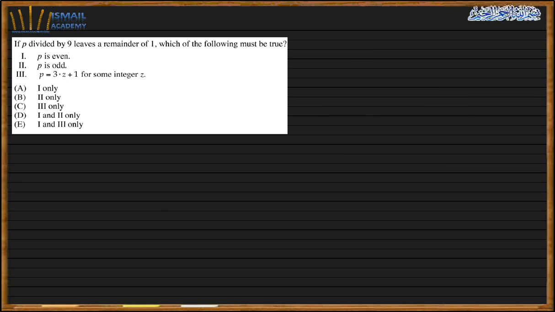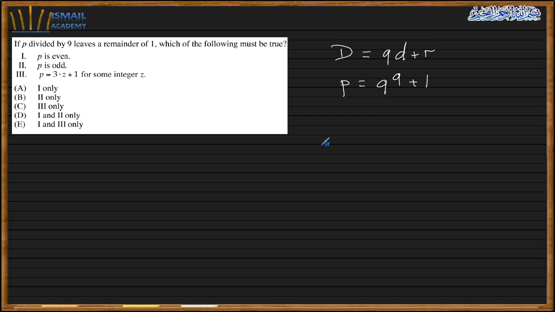Next question. We have p divided by 9, leaves remainder 1. Here I'm using the Euclidean division: the dividend equals the quotient times the divisor plus the remainder. So p is the dividend, q is the quotient, 9 is the divisor, and the remainder is 1.